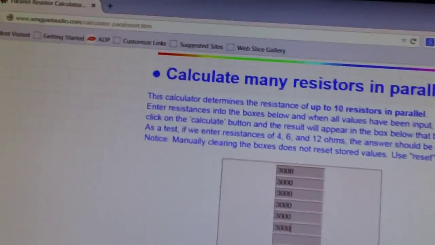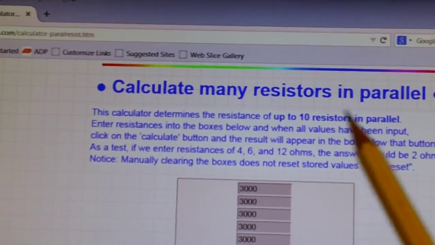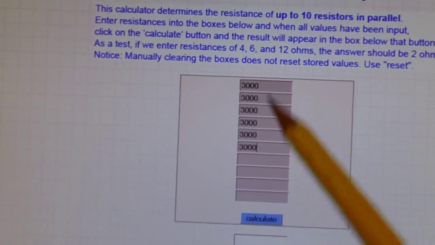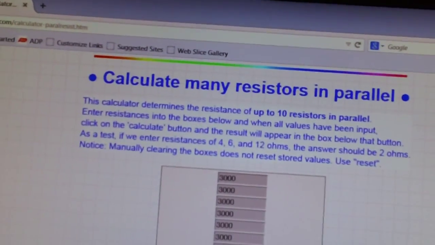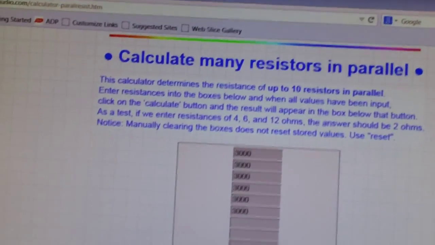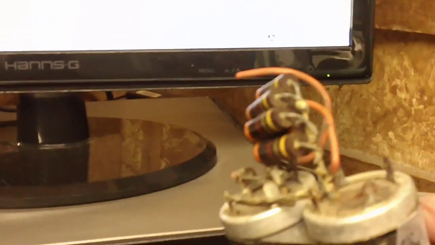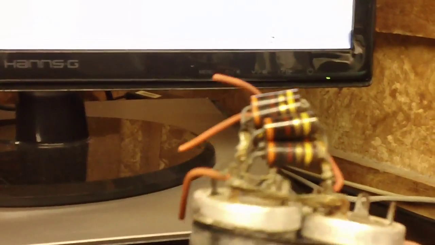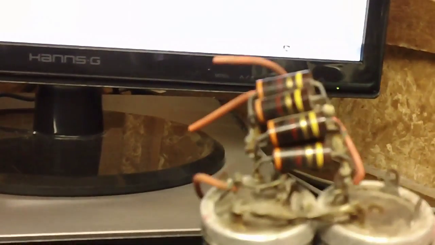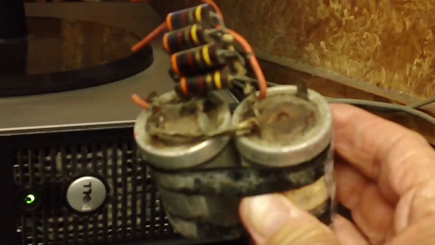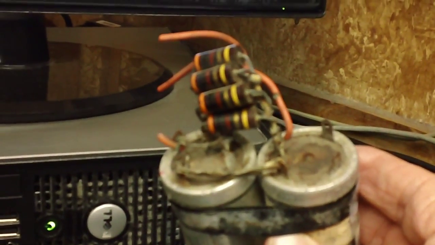Take a look at this. This is a calculator for calculating resistors in parallel. We needed 500 ohms between these two filter caps, and apparently the guy that did this did not have 500 ohms. All he had was six 3,000 ohms. I can't figure that one out, but these are all in parallel, all hooked together on one side, all hooked together on the other side, and then soldered across the two electrolytic terminals that they're supposed to be soldered to.